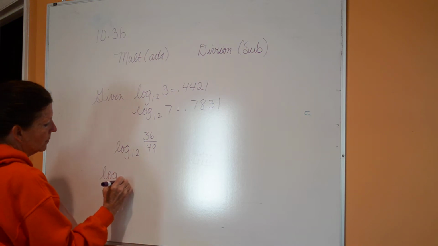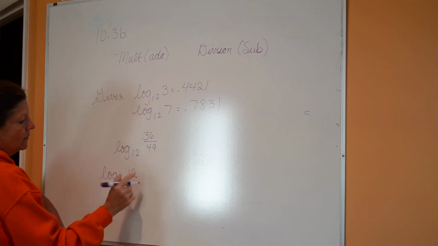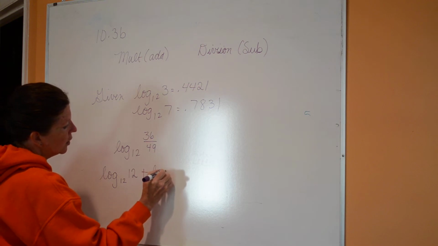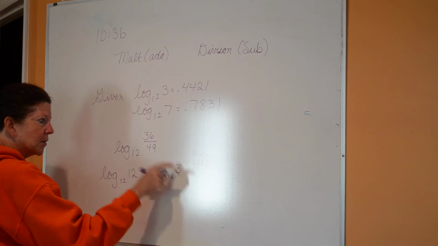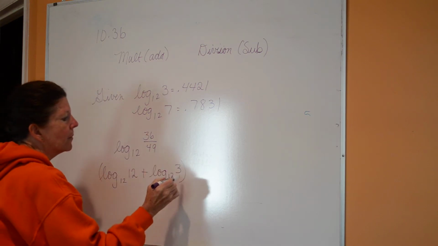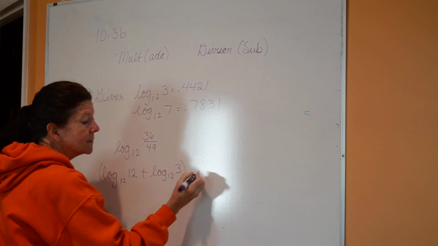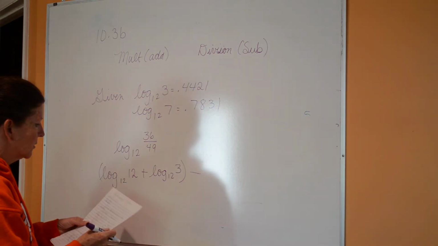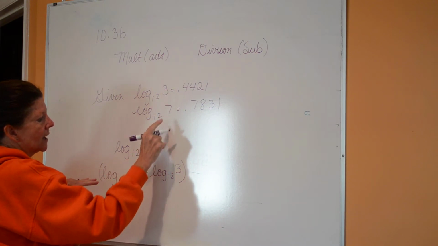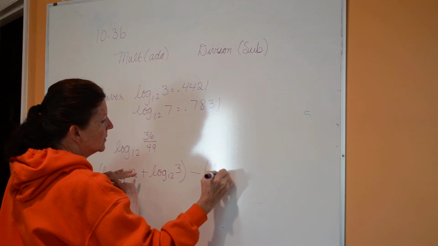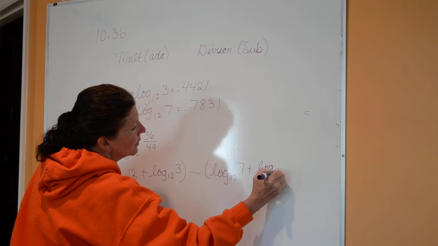So I'm going to look at it as 36 is equal to the log of base 12 of 12 plus the log of base 12 of 3. Now, 12 times 3 equals 36, so that gives me the top part. Then I'm going to divide it by the log base 12 of 49, so that's a subtraction, because remember division is associated with subtraction. And I've got 49 is equal to 7 times 7, so I can write that as the log of base 12 of 7 plus the log of base 12 of 7.